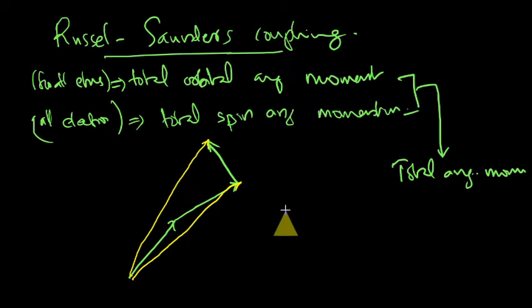For example, if one angular momentum is L1 and another angular momentum is L2, another angular momentum is L3, we cannot say that L1 plus L2 plus L3 will give the total angular momentum LT.